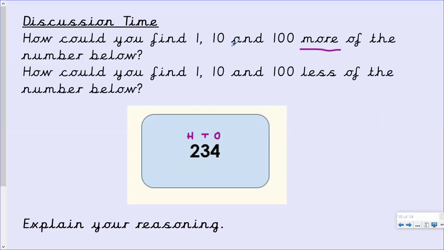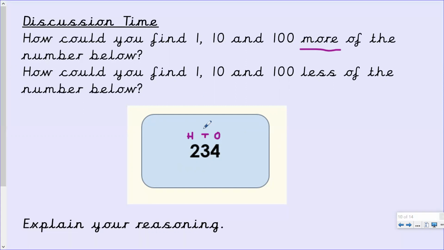How about 10 more than 234? Which column would I look at? I would look at my tens column. So 10 more than 234 would be 244.